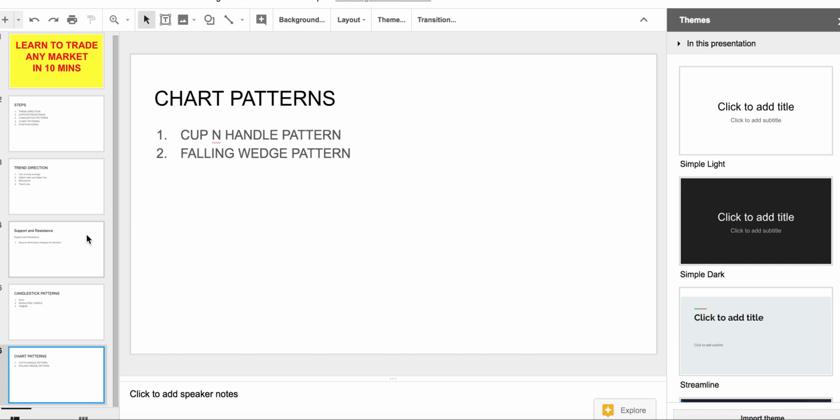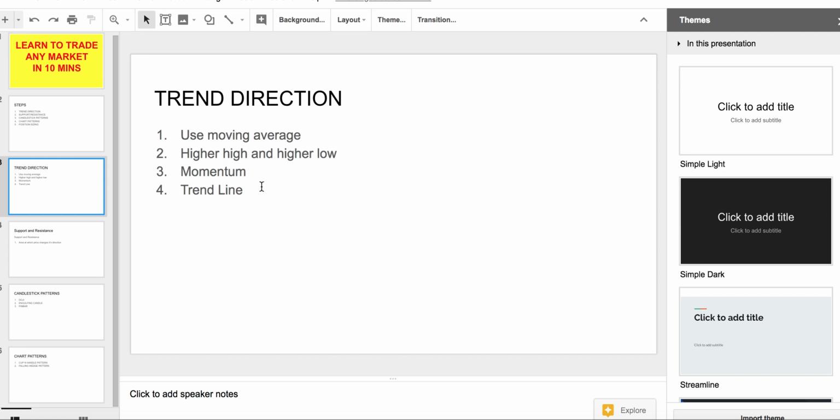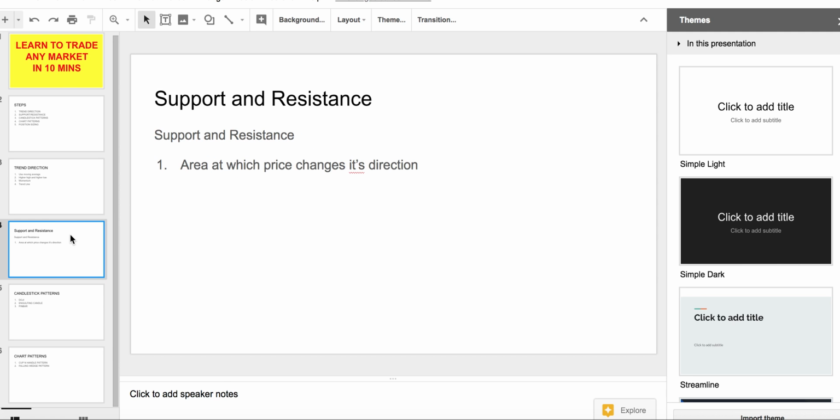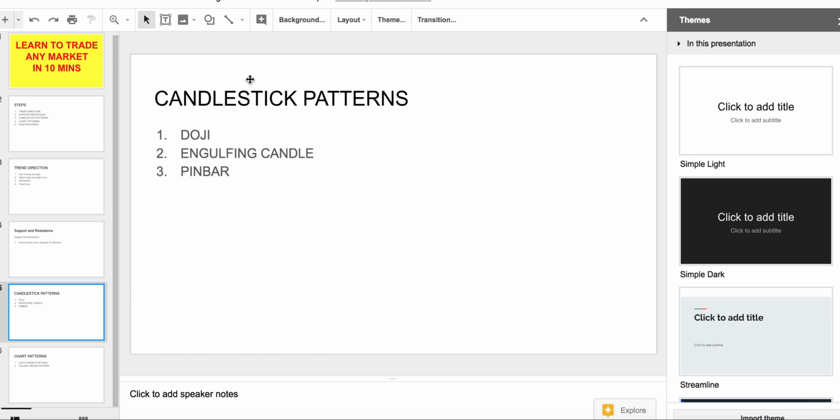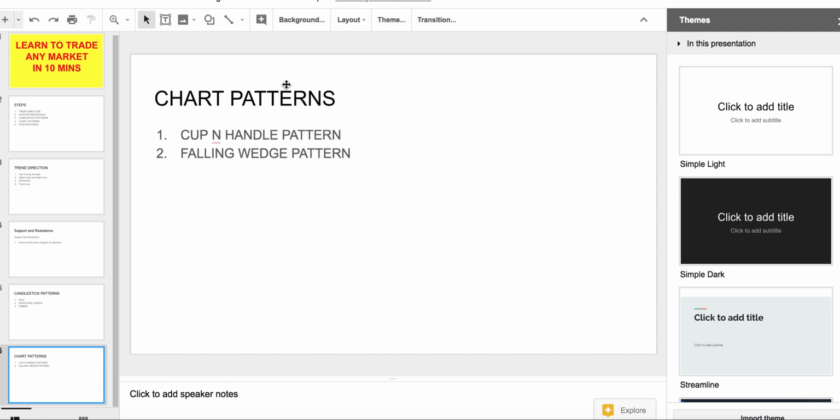So if you're looking at trading names, that's really the easiest way to understand. Number one is trend direction: try to use moving averages to see which direction the stock is trending. Then you look at support and resistance to see where there are chances of it reversing. And once it does reverse, you want to see the kind of candlestick patterns we talked about: the doji, the engulfing candle, the pin bar. And last but not least, you want to find a chart pattern to trade against.